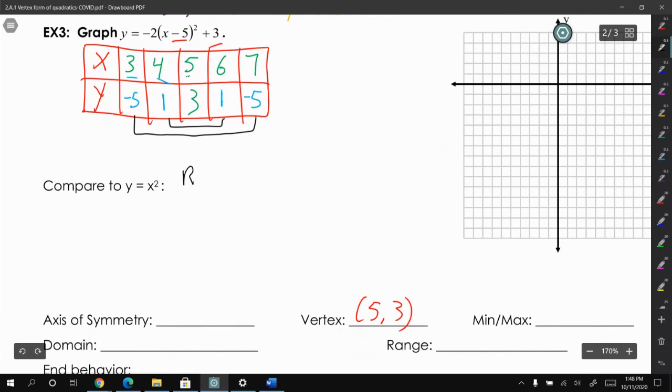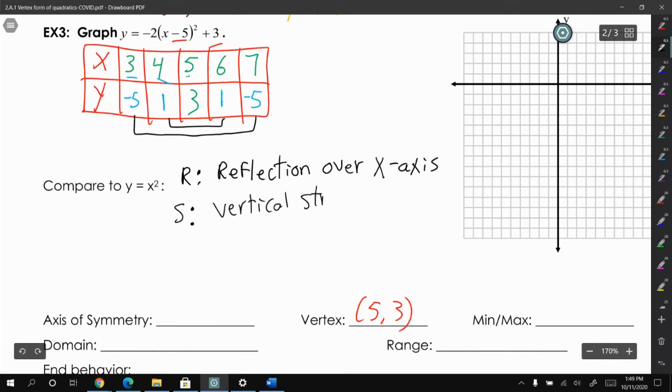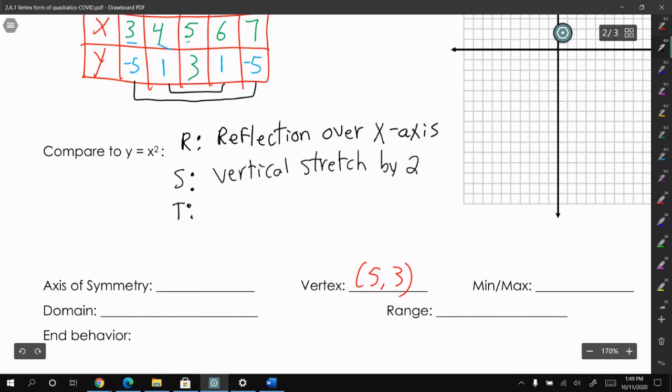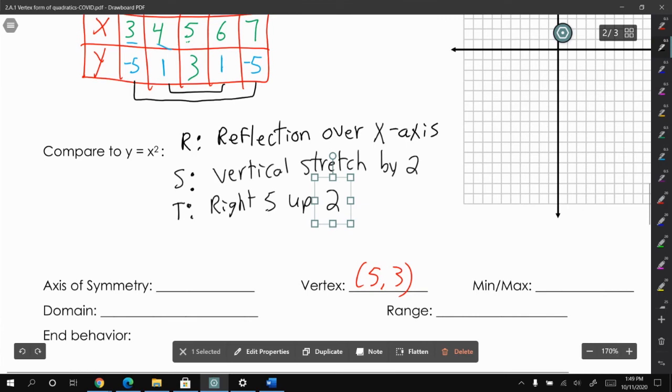So then the RST, we do have a -2 in front, so that means there is a reflection over the x-axis. Shrink or stretch, we have a vertical stretch by 2. And then translation, we are translated right 5 and up 2. Sorry, up 3.